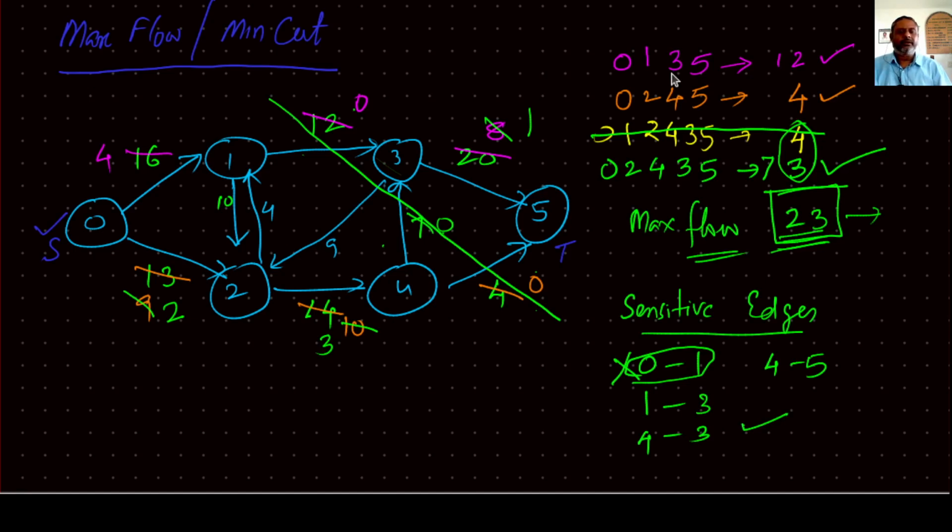So that's how MaxFlow MinCut logic helps in solving most of our networking problems. So be it a computer network, be it a road traffic, or be it any such issue, this algorithm comes handy in solving the MaxFlow MinCut sensitive routes, sensitive edges, and all such things. So that's it for now.